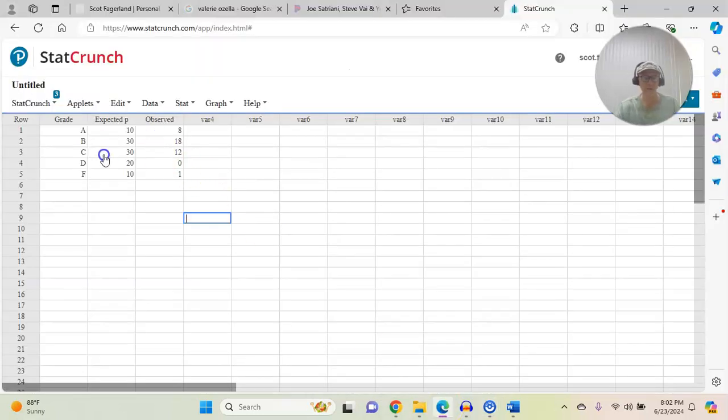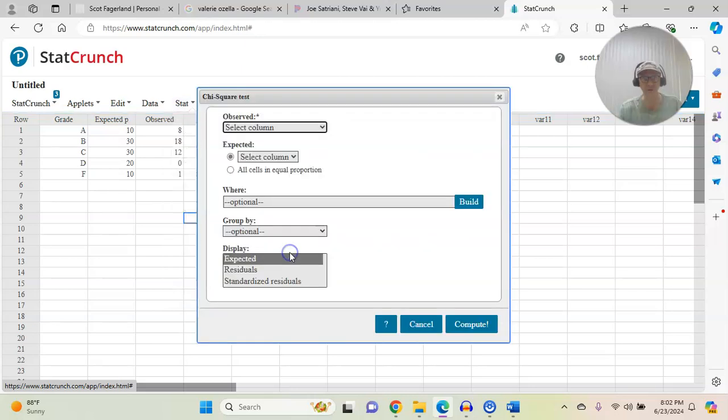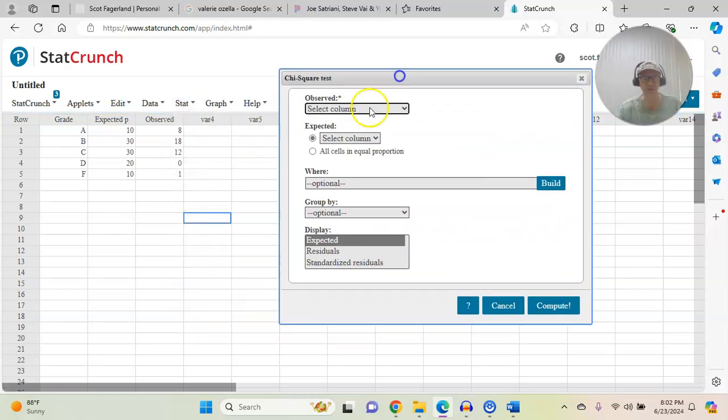I've entered the data here in StatCrunch. So for A's, B's, C's, D's, and F's, we have these expected proportions in percents, and these are the values that we actually observe. All right, so let's follow those steps. We're going to go to stat, goodness of fit, chi-square test. It's going to ask us, where are the observed values? Okay, well, I called this column observed to make it easy to find. Where are the expected values? Well, okay, those are the expected proportions.